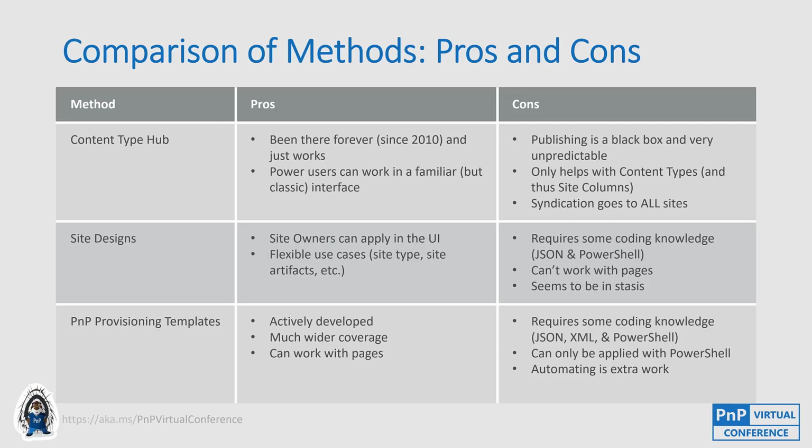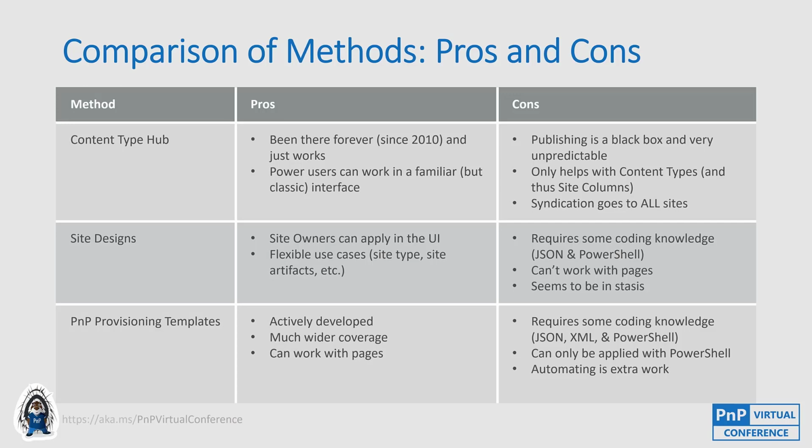The content type hub only helps with content types and therefore site columns, which content types are made out of. And then the syndication story is a good one if you want the same information architecture on all of your sites, but in almost no cases is that the case. The syndication from the content type hub goes to all sites equally. Every content type you publish goes to every site. And now that we have a very flat site topology, that really doesn't make that much sense.